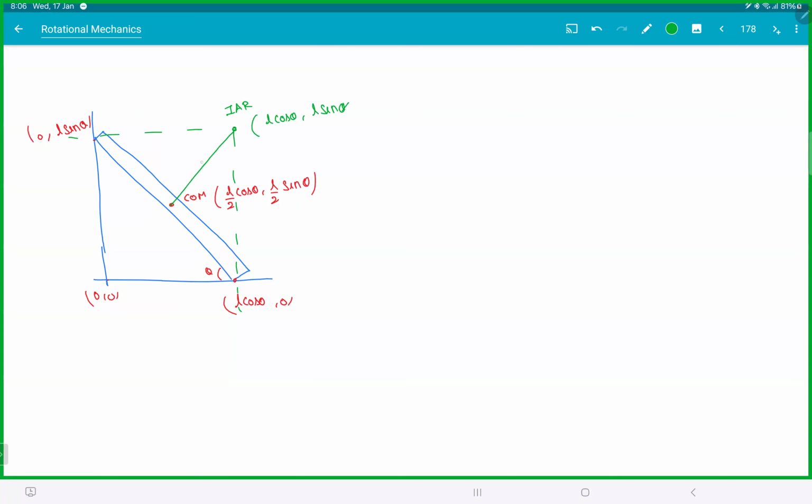So this distance is d. So d will be L by 2. Calculate it using the distance formula. So I about the IAR comes from the parallel axis theorem.